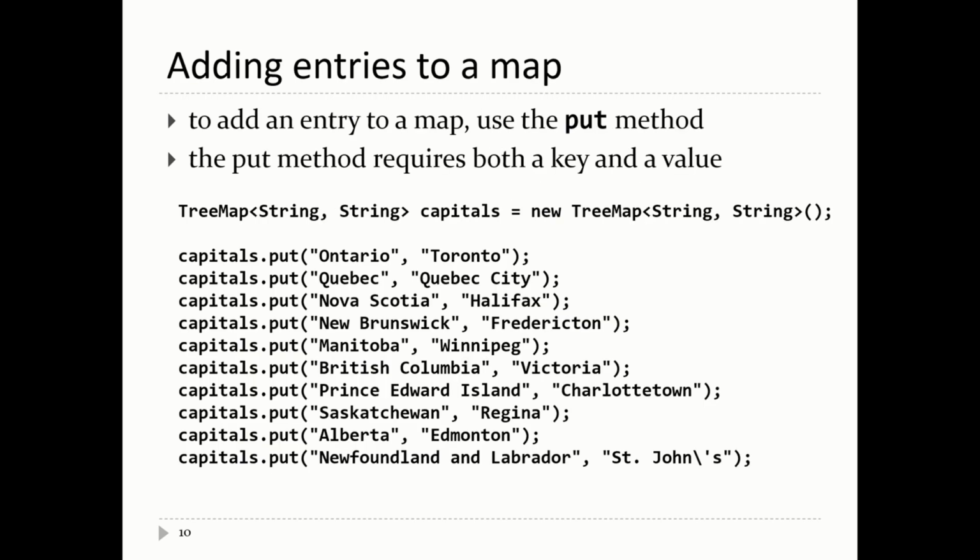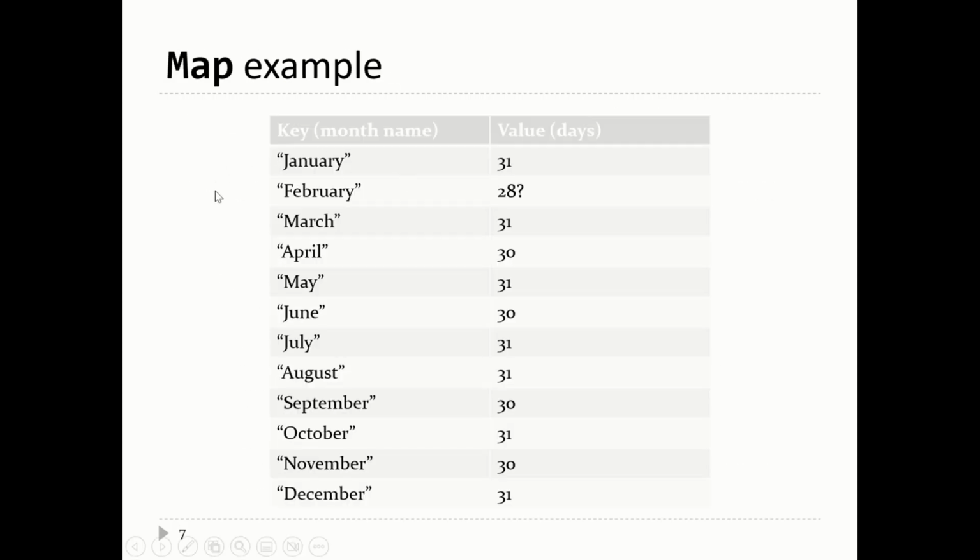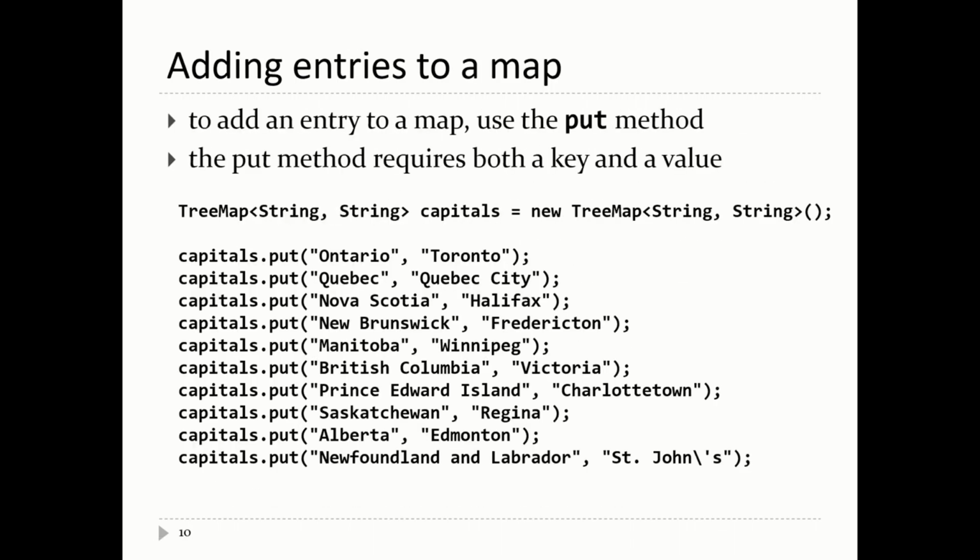Okay, so there's some fundamental methods that you need to know in order to use a map. One of them is put. Put is the method that adds an entry to the map. So in other words, if I wanted to insert a row into this map, the method that I would use would be put.